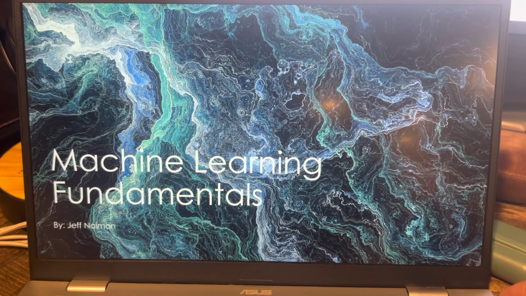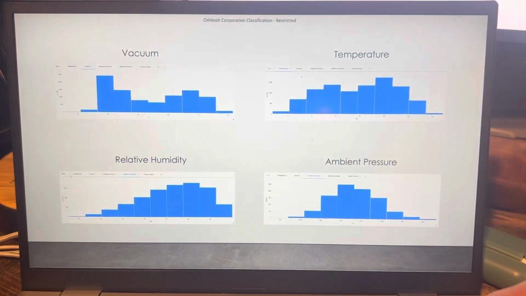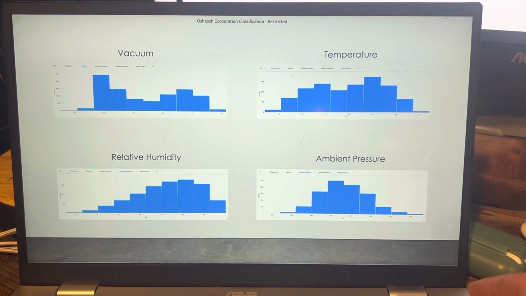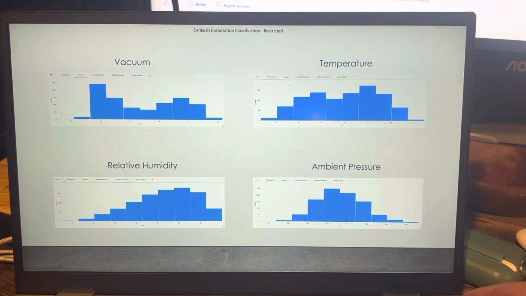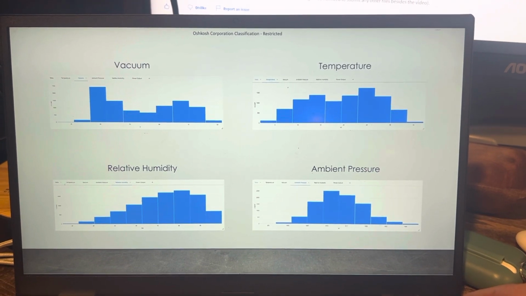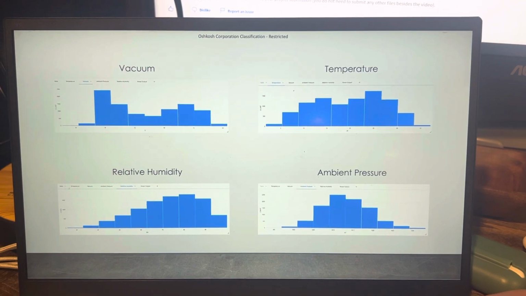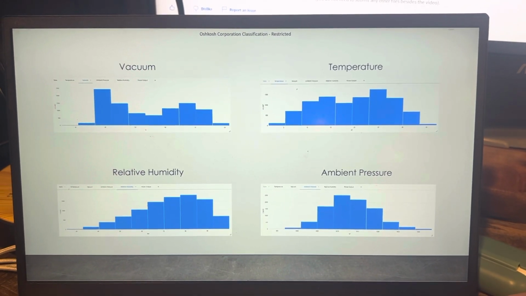This is my presentation for machine learning fundamentals. So the problem that we were tasked with here was figuring out whether vacuum, temperature, relative humidity, and ambient pressure were going to be good predictors for power output.